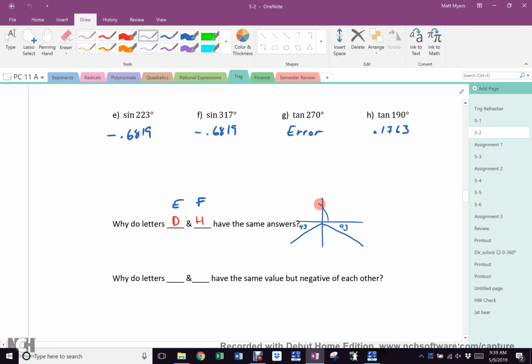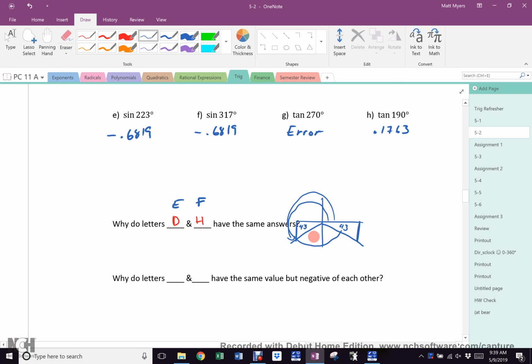Because even though E is 223, the trig that we would do would be with this triangle where it's 43, yes? And even though F is 317, the trig that we would do would be here, which would be the 43. Everybody cool? And they're, of course, both negative because of ACTS or CAST or however you want to say it, right? Then the red one, we'll do that over here.